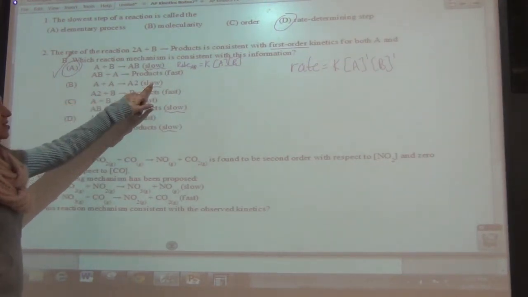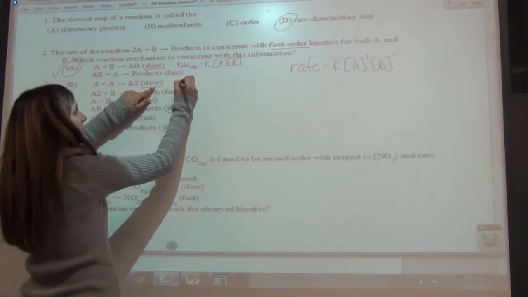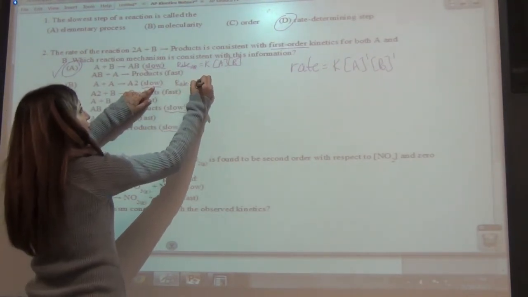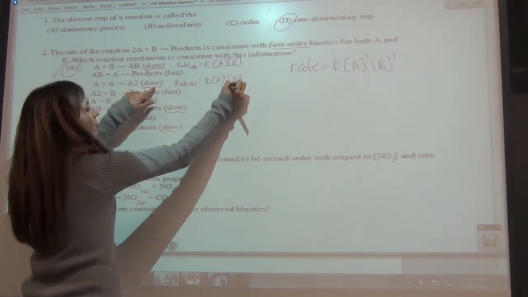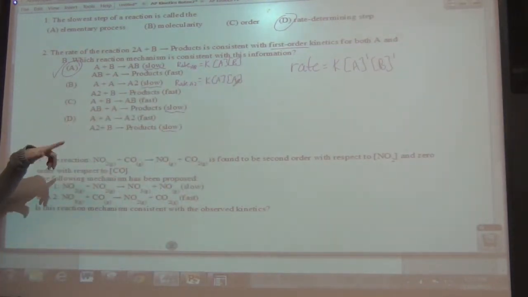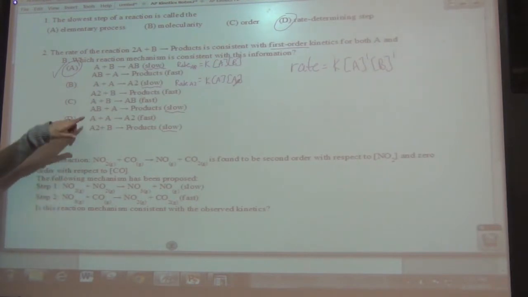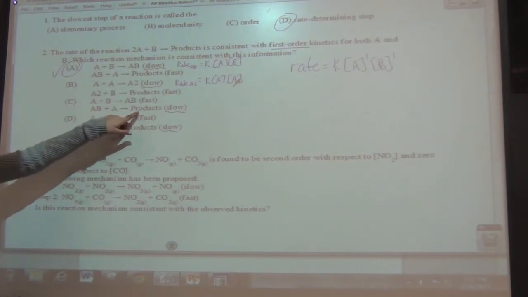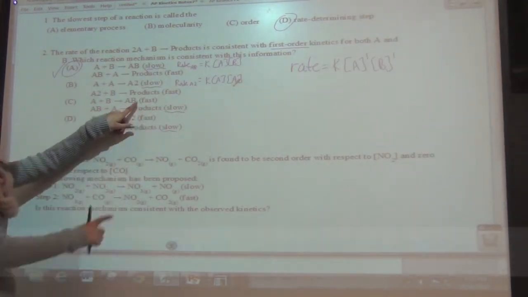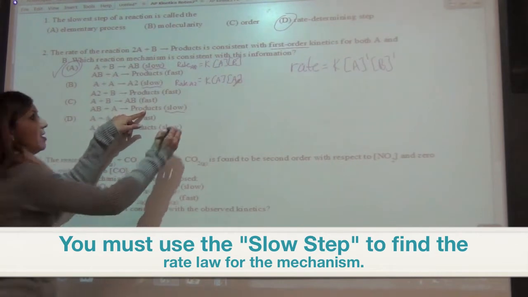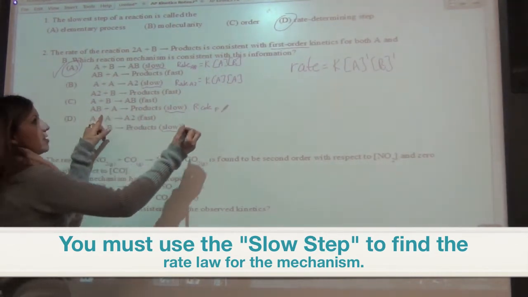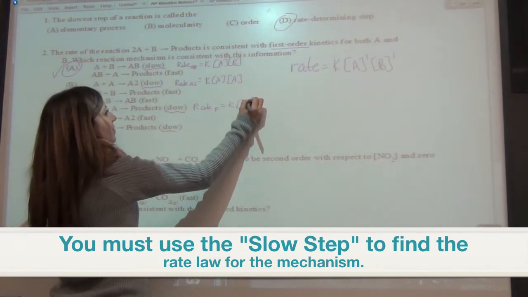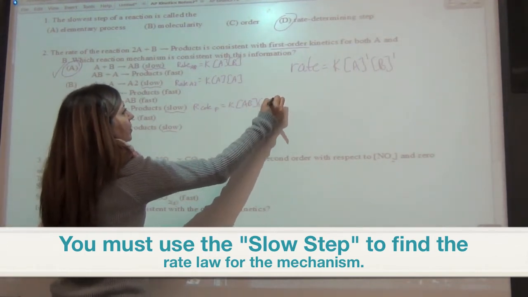If this is our slow step right here, what we would say for this one is the rate of production of A2 is equal to k times A, which means it's equal to what? A squared. Well, that doesn't match. If we were to look at something like this, then what we would end up saying is that the rate of our slow step, we can't use our fast step, we have to use our slow step. The rate of production of our products, they're just saying products, is equal to k times AB times A.